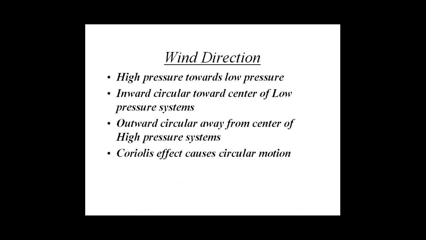Wind direction: high pressure towards low pressure. So that's the direction of flow generally. But also there's the inward circular motion towards the center of a low pressure system, and the outward circular motion away from the center of a high pressure system. And I'll show some diagrams that show this. And there's also the Coriolis effect, which very significantly affects the wind direction and causes really the circular patterns that produce low pressure systems.